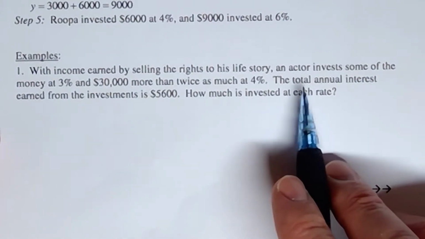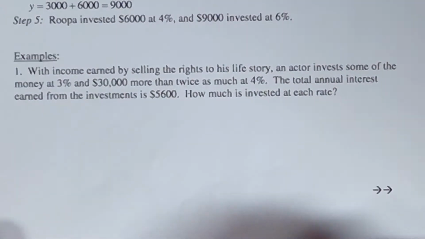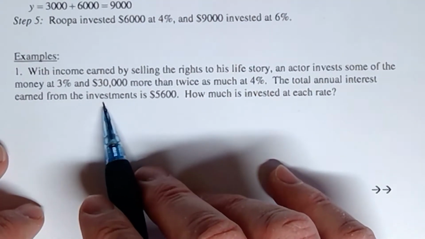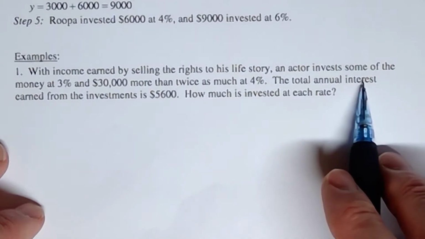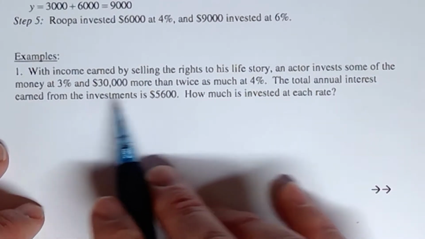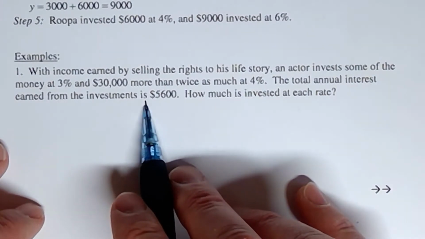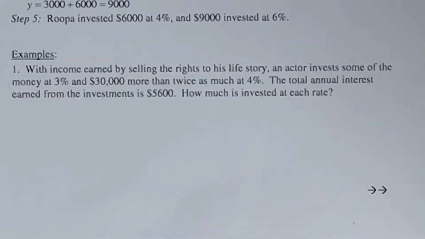Remember, we said before that the word total is usually referring to when you add up things, right? Well, there's 2 investments here, so they're talking about adding up the total interest from both accounts here. And then the word is, of course, means equal. We'll get into all that coming up.